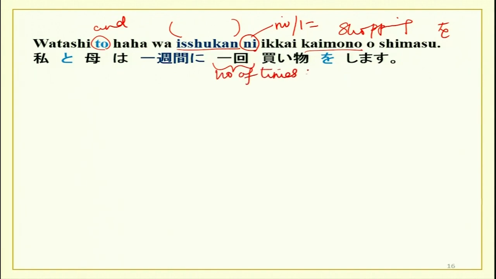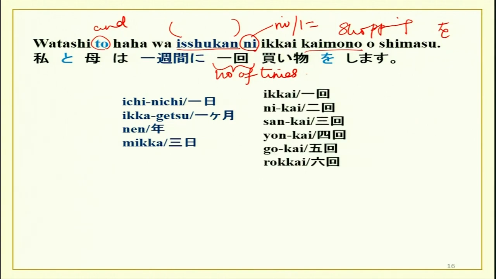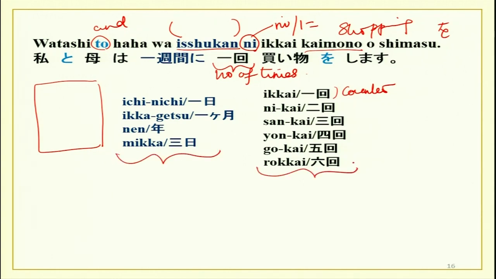We perform an activity. Now you can replace isshukan with ichinichi, ikagetsu, nen, mikka, any of these time expressions, and also ikkai, nikai, sankai, yonkai, gokai, rokkai. So kai is the counter. Once, twice, thrice, four times, five times, six times. And over here, watashi to haha can also be replaced with chichi to haha, imoto to ototo, watashi to onisan, sensei to gakusei. Any of this can be done and give time span, number of times an activity is performed. So you can do this very, very easily.